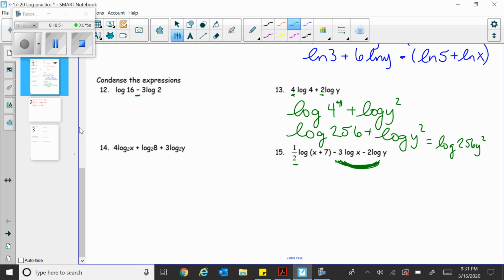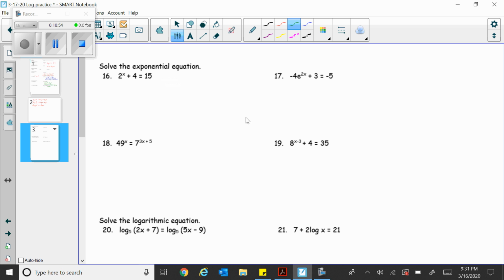Okay, so now let's go to the back or the second page. So now we are looking at solving exponential equations. This is one of the last things we did before all the craziness started.